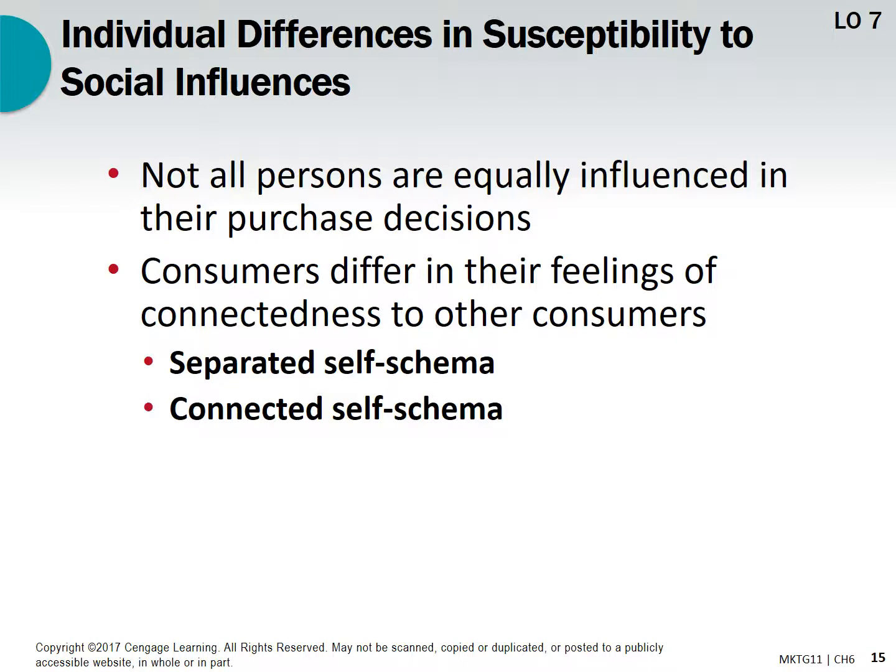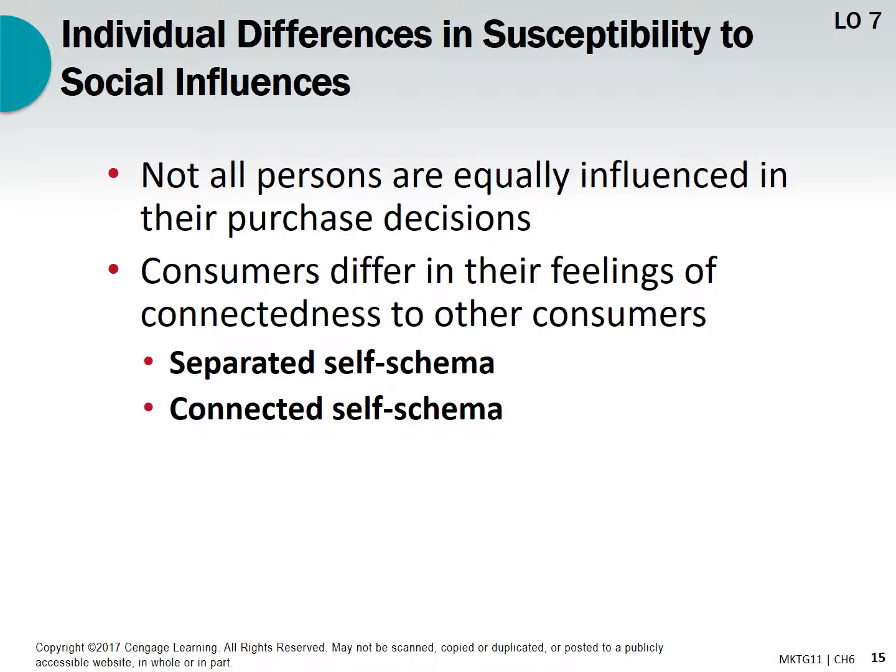Social influence plays an important role in consumer behavior, but not all persons are equally influenced in their purchase decisions. Some have a strong need to build the images others have of them by buying products used by other members of their reference groups. These individuals have a strong desire to avoid negative impressions in public settings.